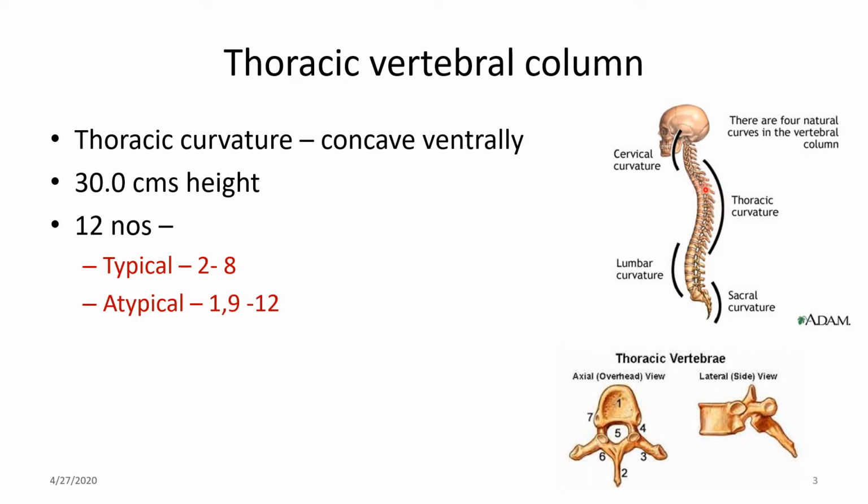The second to 8th vertebrae are typical vertebrae, whereas the others, that is the first thoracic vertebra and the 9th to 12th thoracic vertebrae, are atypical. So the typical thoracic vertebrae are any vertebra from 2nd to 8th. The atypical ones are thoracic vertebrae 1 and 9 to 12. Now we are considering only the typical vertebra. Atypical vertebrae we will deal with separately.